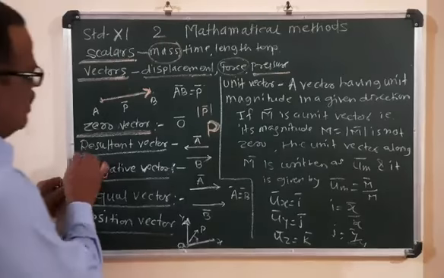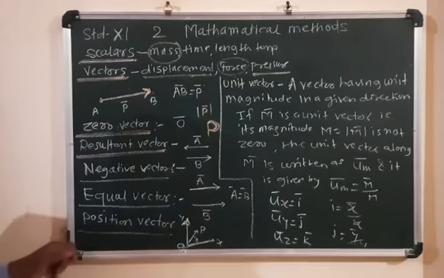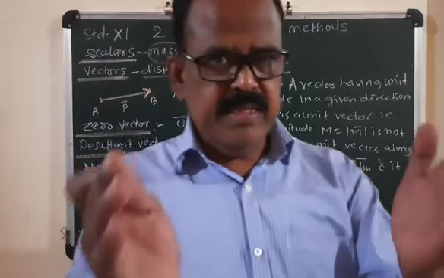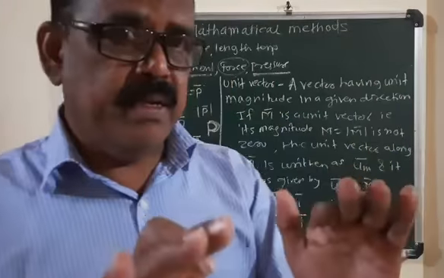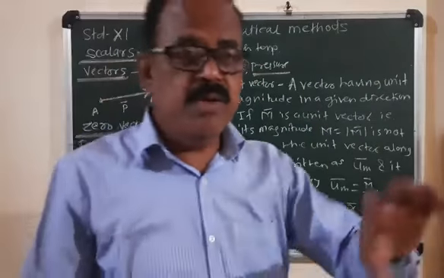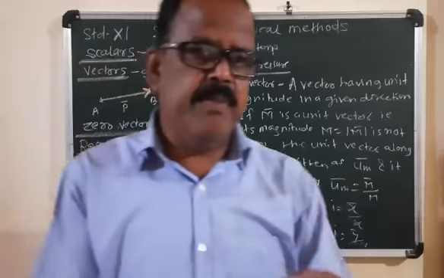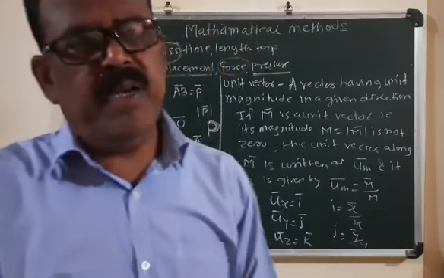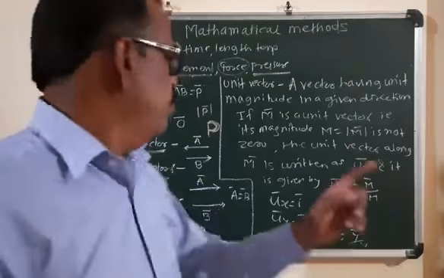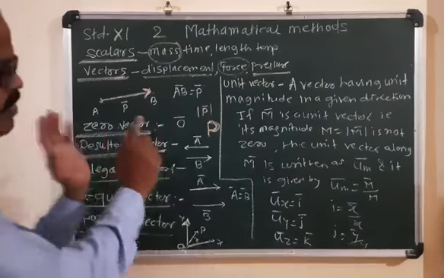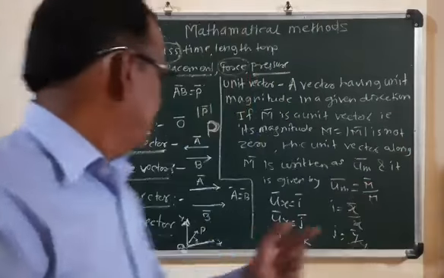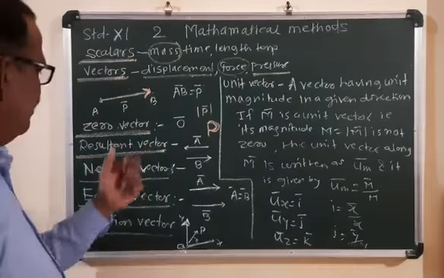Next, what is meant by resultant vector? Two or more vectors, whose combined effect is a single vector. If we combine two or many vectors, we get a single vector. That vector is called the resultant vector, whose effect is the same as that of the two or more vectors added together.